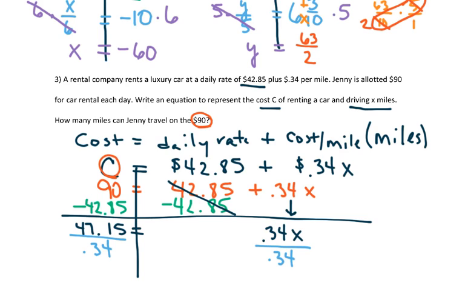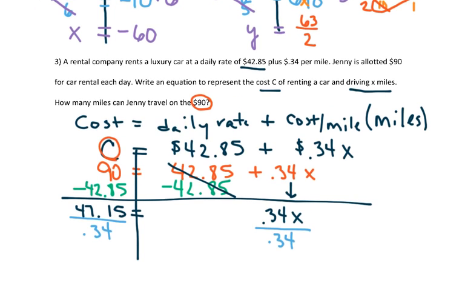And when you do that, you get a messy number. $47.15 divided by 34 cents is 138.676471, and it continues on. So I'm going to go ahead and round it to 138.68. And make sure on digits you read the directions, and it will say what to round to if you need to. So that means that I can drive about 138.68, or I would say probably 139 miles for the $90.